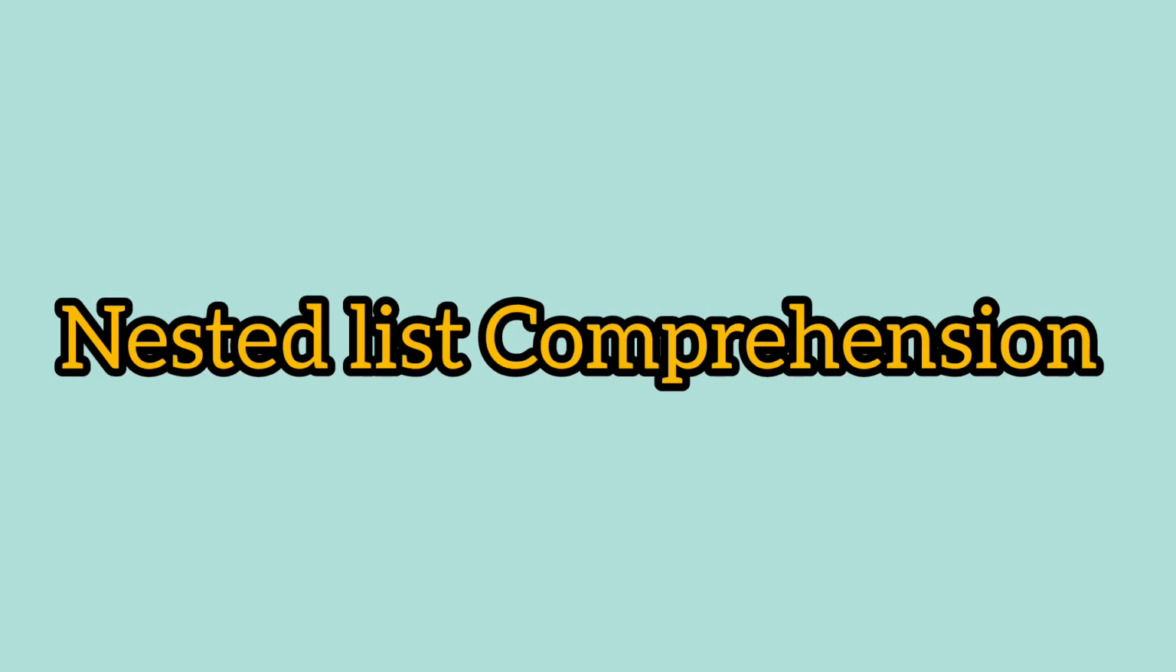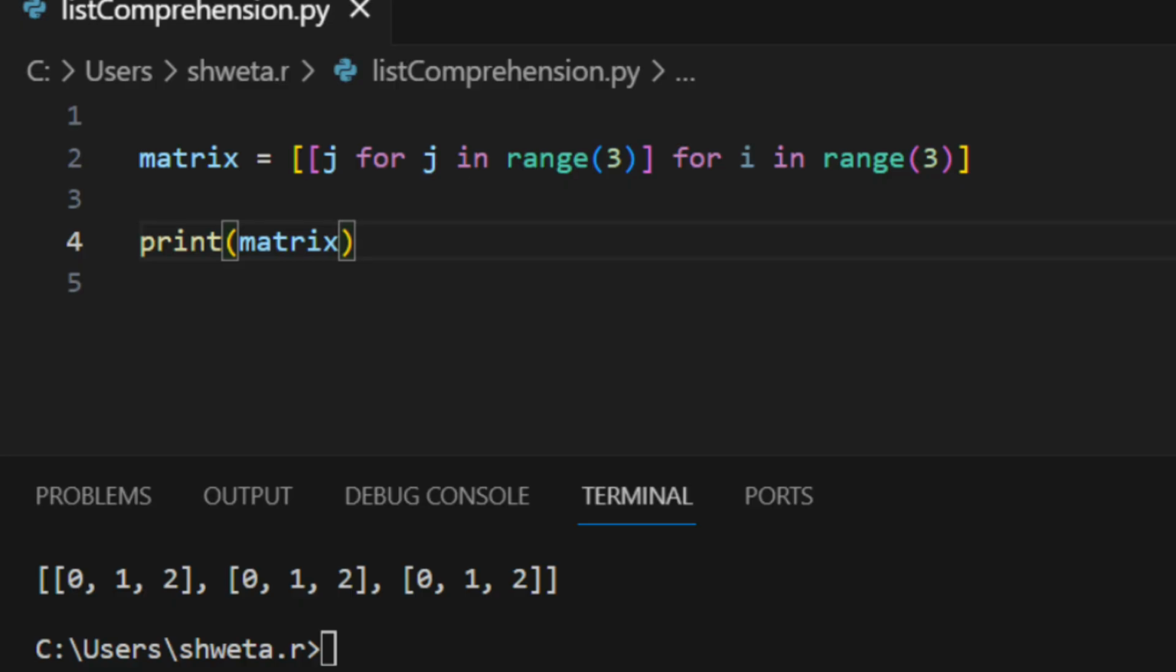You can nest list comprehension to create a list of lists. For example, here we are creating a matrix of 3 cross 3. For every value of i, j will run 3 times, and print the matrix.